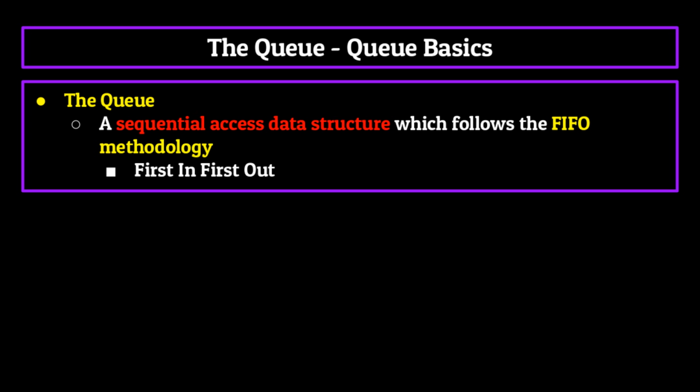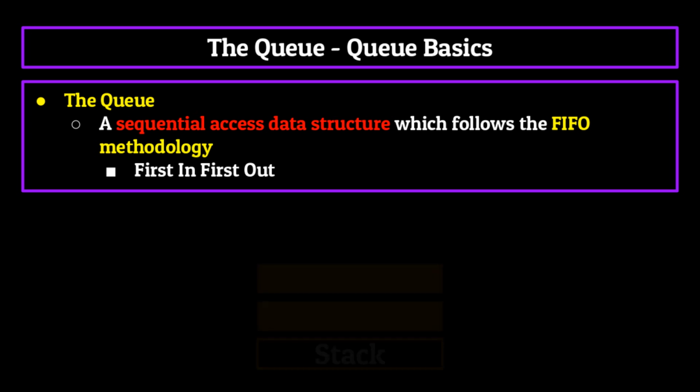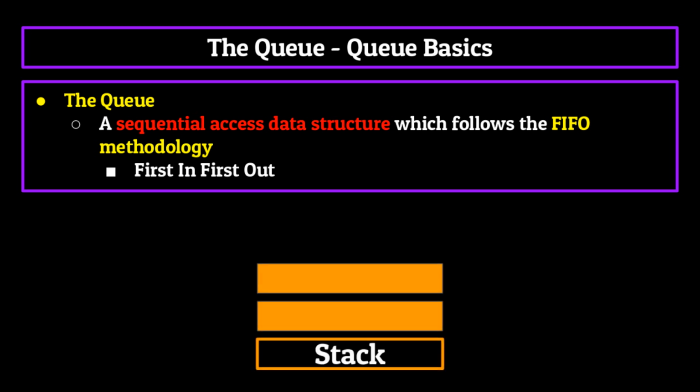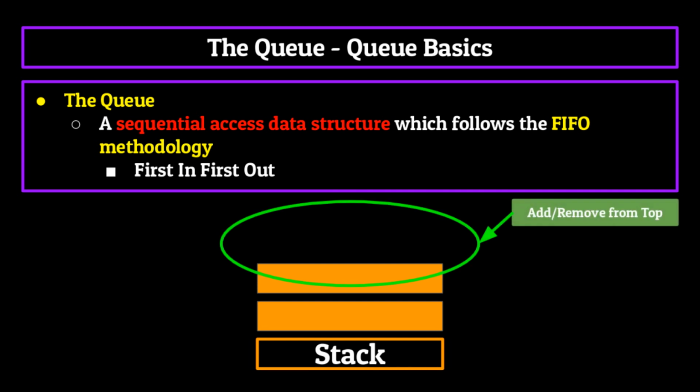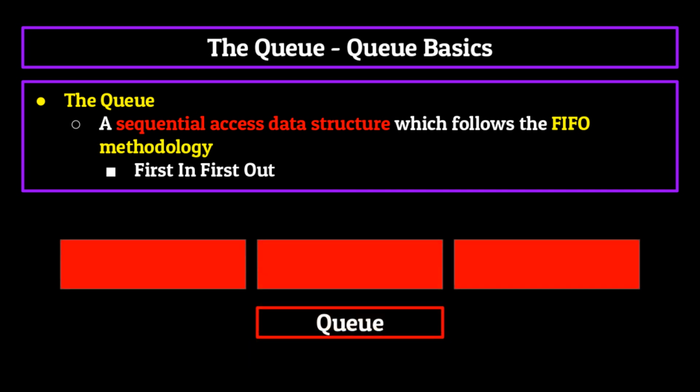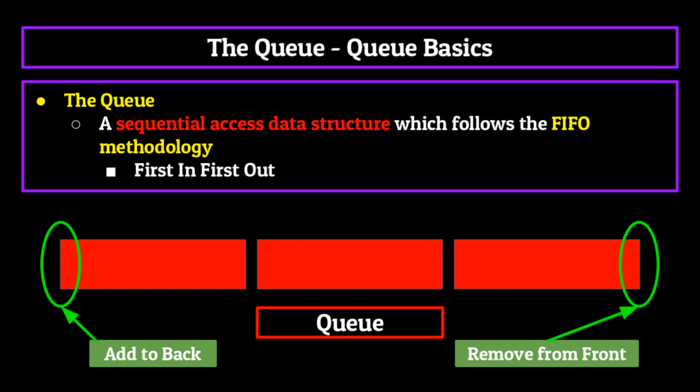Another big difference between stacks and queues is the location we add and remove elements from. You might remember that with the stack, we added and removed elements from one spot, the top. With the queue, however, this is different. We add elements to the back, also known as the tail, and we remove them from the front, also known as the head. This allows us to make sure that we 100% follow the FIFO methodology.